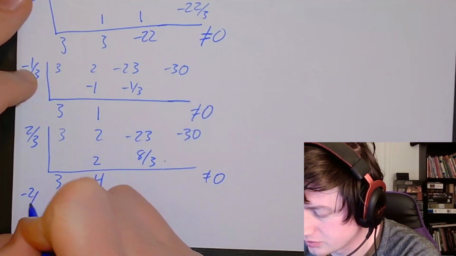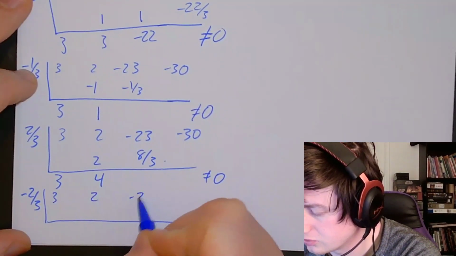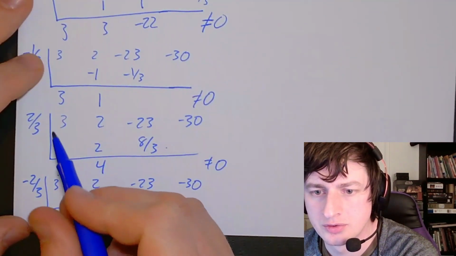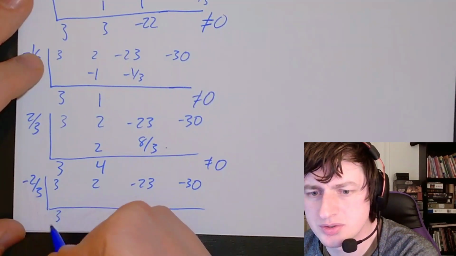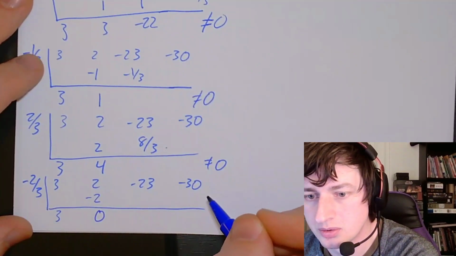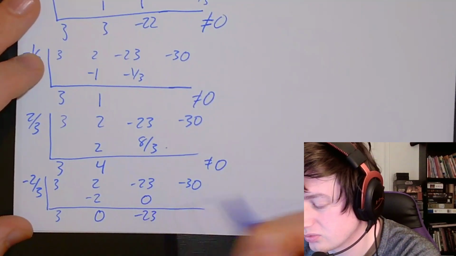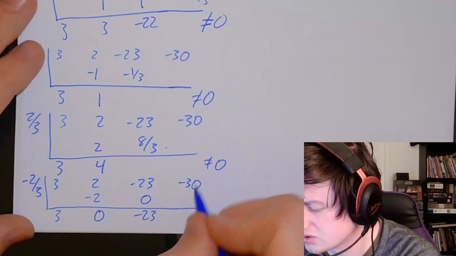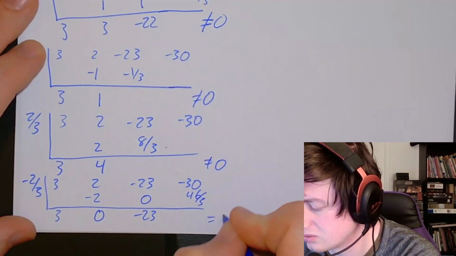So then we check -2/3. 3, 2, -23, -30. So we're going to add down. 3 times -2/3 gives me -2. This is going to make a 0. And then we multiply, we get 0, -23. We multiply, that's a 46/3. Doesn't simplify. This isn't going to add to be 0.